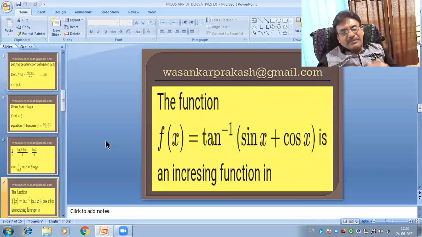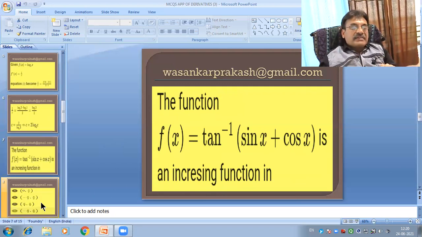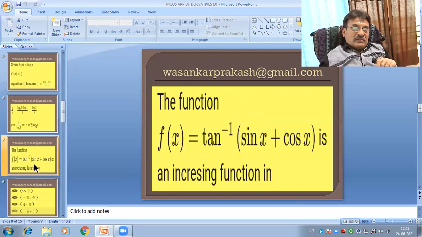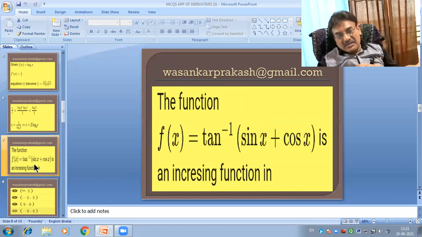The function f of x is equal to tan inverse of sin x plus cos x is an increasing function in, and here the intervals are given. Option a, open interval 0 comma pi by 2. Option b, minus pi by 2 comma pi by 2. Option c, pi by 4 comma pi by 2. Option d, minus pi by 2 comma pi by 4.